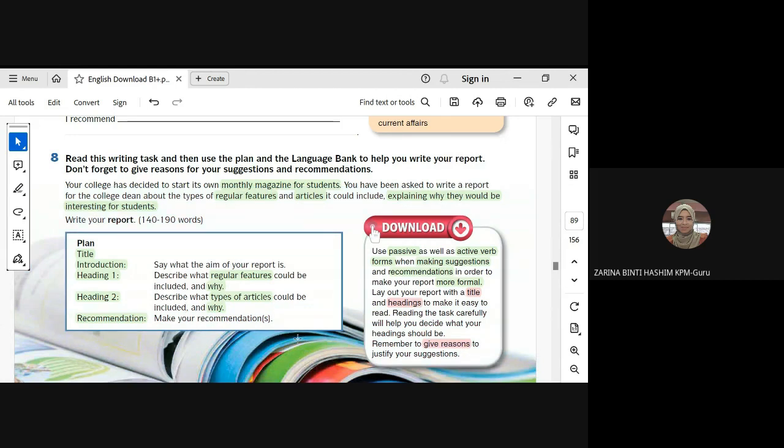Okay, so this is a type of report that we normally use to give information and to give suggestions to the people who want our information. Okay, so this is one type of report. The other type of report is, let's say you went for a camp, so you come back to school, you have to write a report about what you did. So mostly we will use the past tense, but this one we use the passive form or active verb forms.